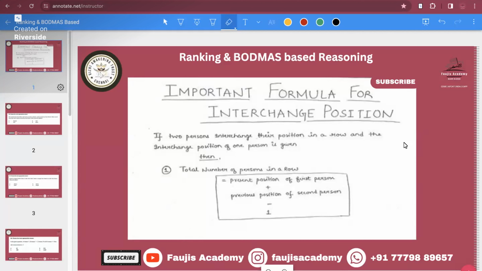We are almost at the culmination as far as your reasoning part is concerned. This is your second last class for reasoning, and after this we'll take one more class, that is the miscellaneous chapter. That's it, and post that we'll work with the previous year papers and mock tests and things like that. Okay, so today we want to study ranking and BODMAS based reasoning.